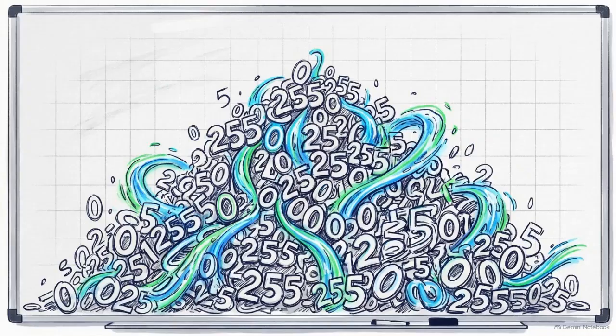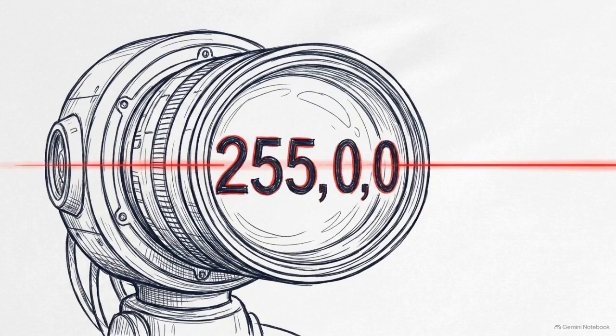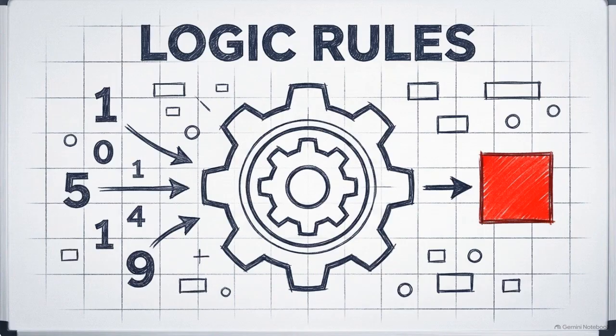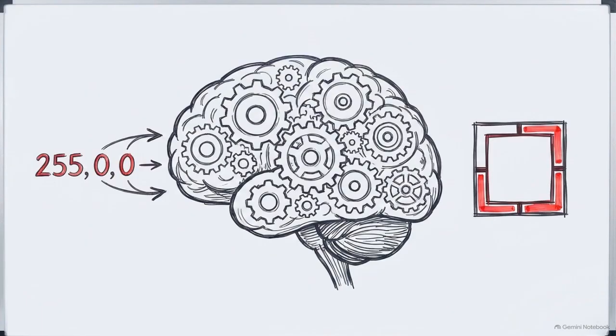But just having a pile of numbers isn't enough. The AI needs a way to figure out what those numbers are actually telling it. To make sense of the data, the AI uses a process called representation and reasoning. Think of it like the AI's thinking phase. It uses internal rules to turn those raw numbers into a decision we can understand.